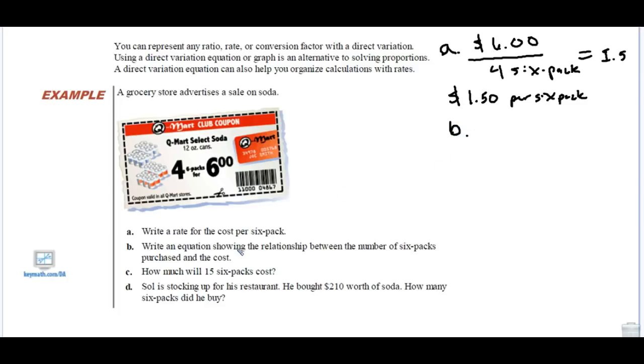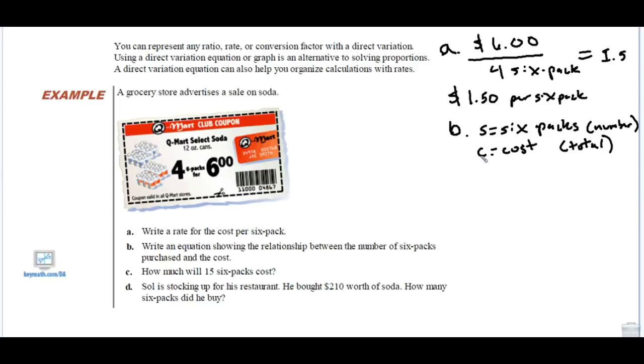Okay, part B. Write an equation showing the relationship between the number of 6-packs purchased and the cost. So let's say S is the number of 6-packs. I'm just going to write number in here. You can just write number of 6-packs. So it's going to be the number of 6-packs, and let's say C equals the cost. And let's just say that is the total cost of how many you buy.